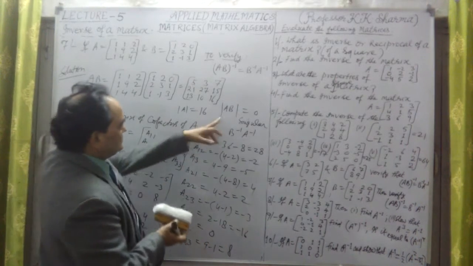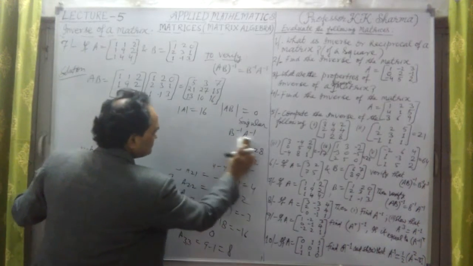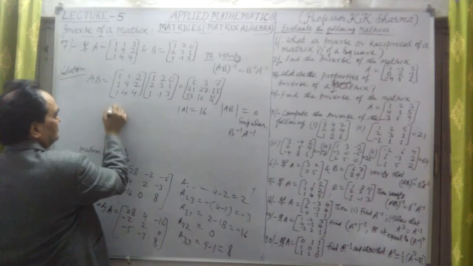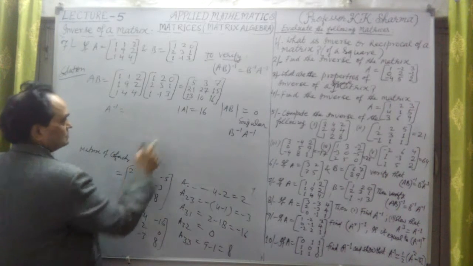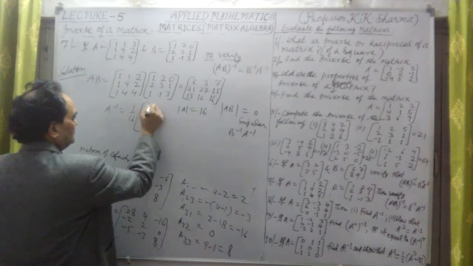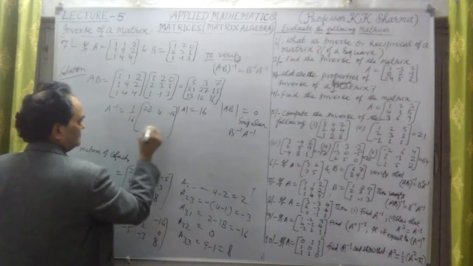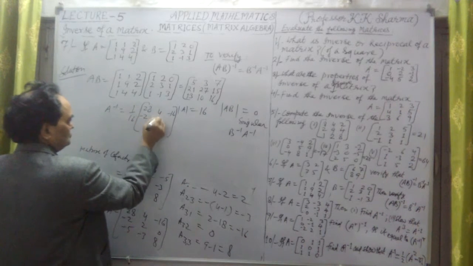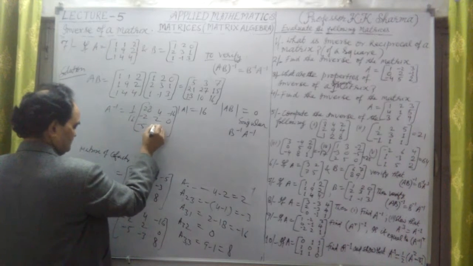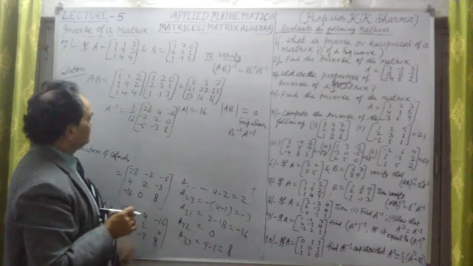Therefore, with 16 as the value of the determinant, A inverse is equal to how much? Let me now write A inverse. Therefore, A inverse is equal to 1/16 times the adjoint, in brackets: 28, 4, minus 16; minus 2, 2 and 0; minus 5, minus 3 and 8. This is the A inverse.